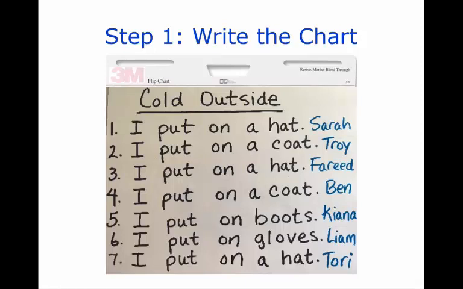The final chart has 7 sentences. 3 students selected hat to make the sentence, I put on a hat. 2 selected coat, I put on a coat. 1 selected boots, I put on boots. Finally, 1 selected gloves, I put on gloves.